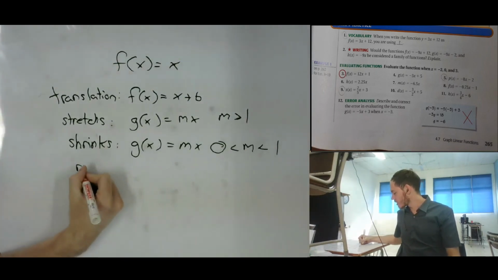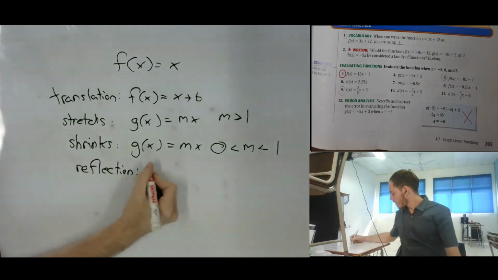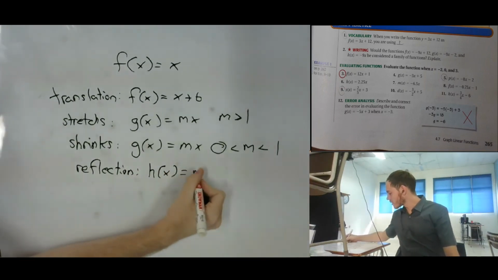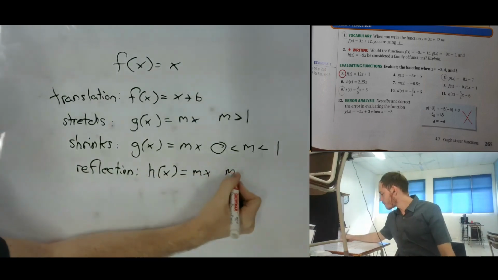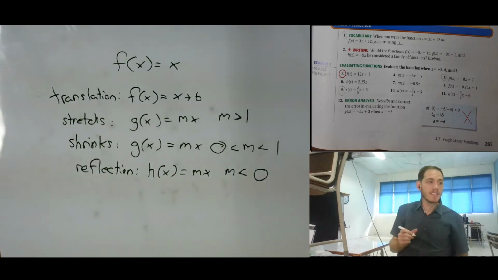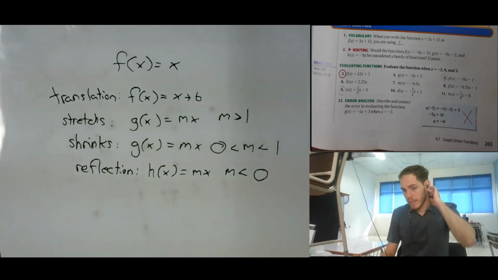And then reflection is where we have our mx, but m is less than 0. Okay, so m is less than 0. So it's some negative number, okay? That's going to be a reflection, okay?